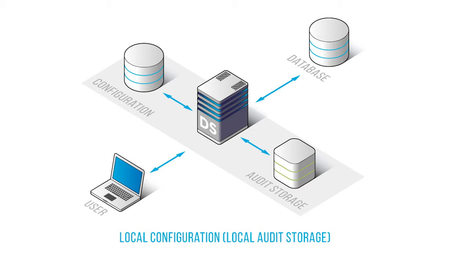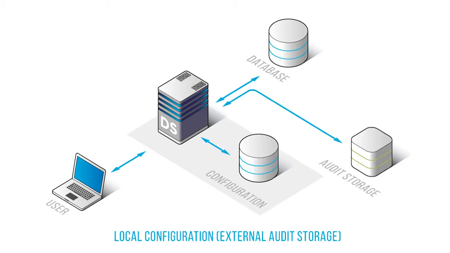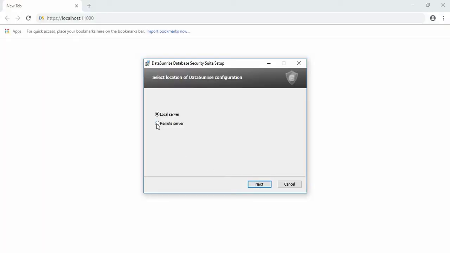Also, with DataSunrise, your databases can be continuously monitored or audited, and the resulting auditing logs can be stored locally. Also, for your convenience, database auditing results can be stored in several types of external databases. The remote server option is used when you need multiple instances sharing one common configuration for high availability.